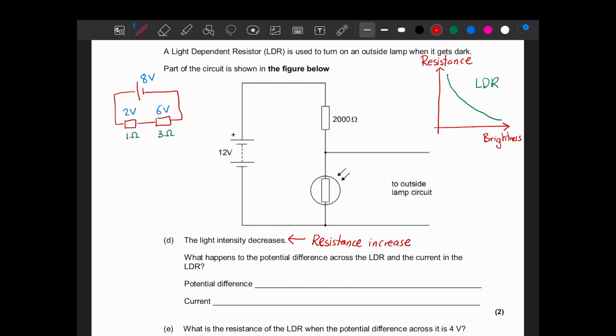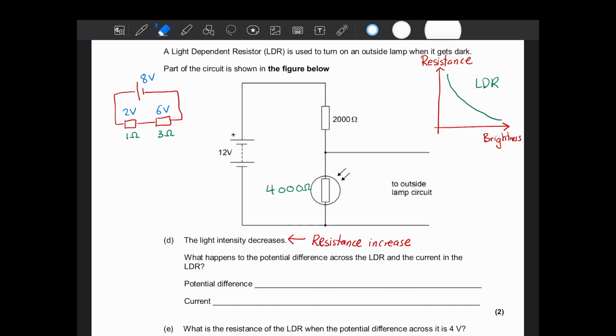Well, the easiest way to do this is to just assign a random number to start off with. So let's say 2000 ohms to start for the LDR. That would split the voltage in a 6-6 split, because right now they've got equal resistance. Light intensity decreases, so resistance is going to go up. This 2000 might now change, let's just guess and say it changes to 4000, a bigger number. Doesn't really matter.